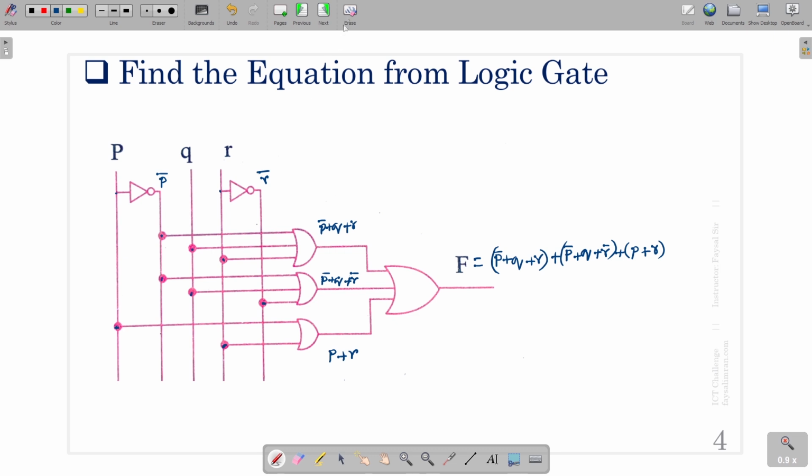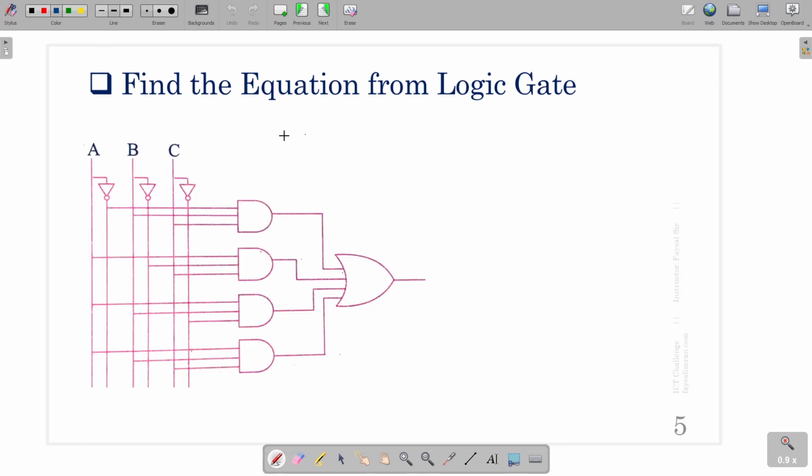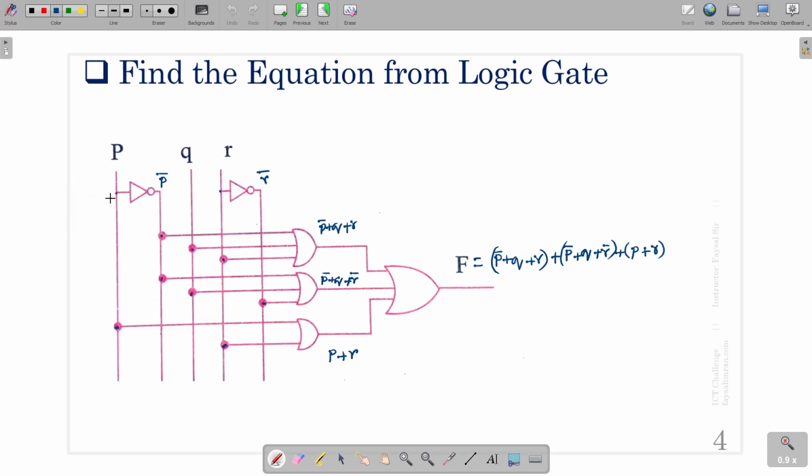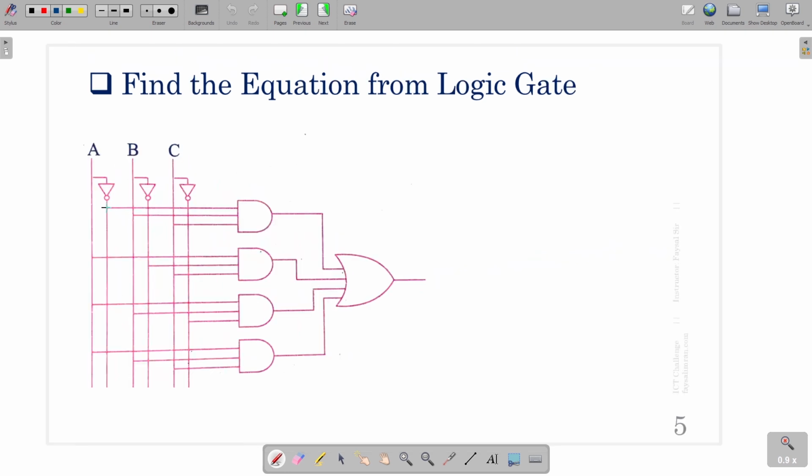Okay, so another equation is find the equation from logic gate. These are another logic gate. Here this is another type of NOT gate. This NOT gate is in series, and this is another type. So all of them mean the same output, right? We can write here like this way or like this way, it doesn't make any changes, or like this way.